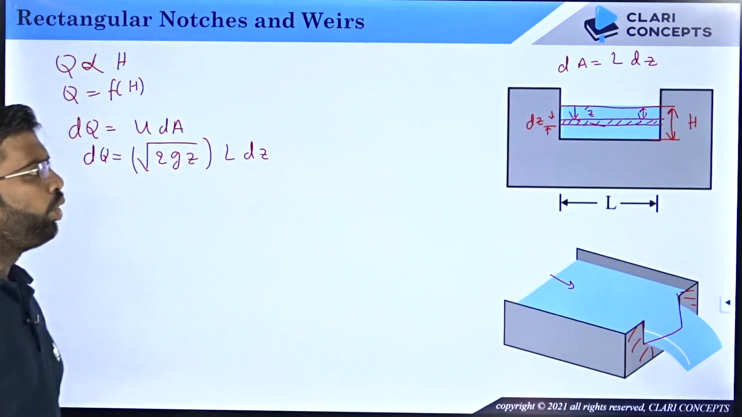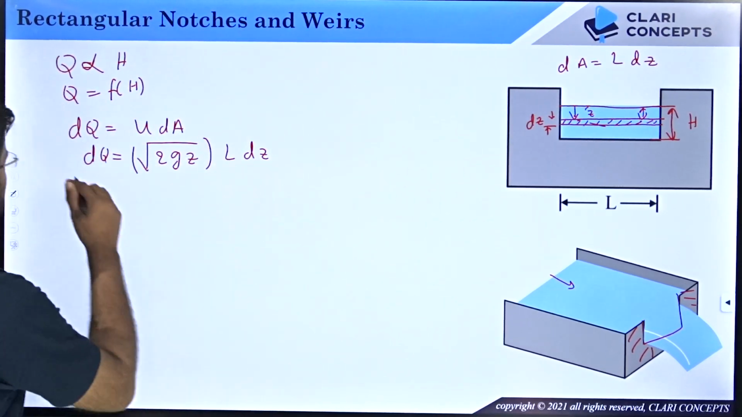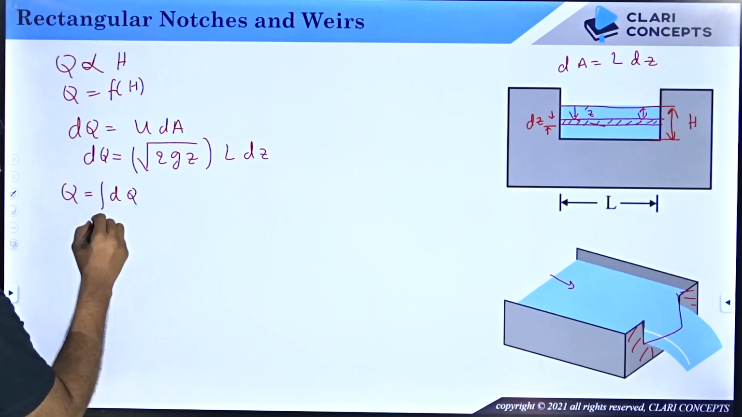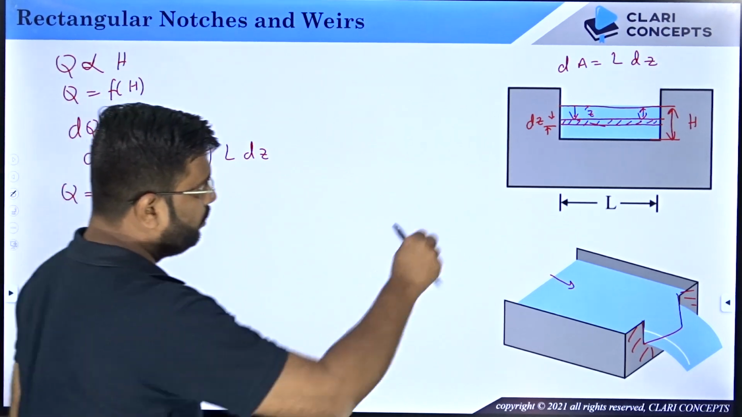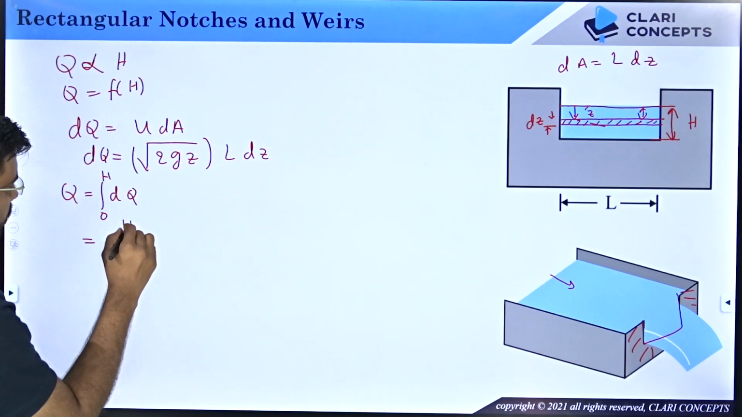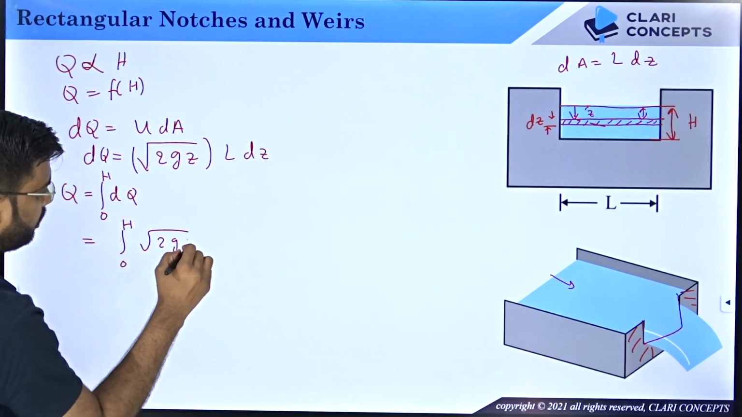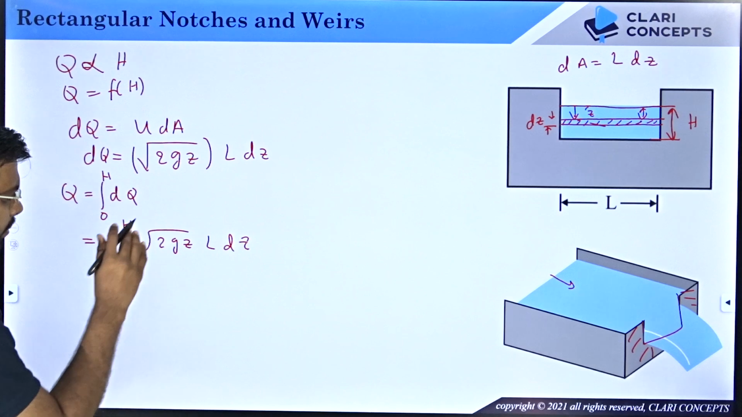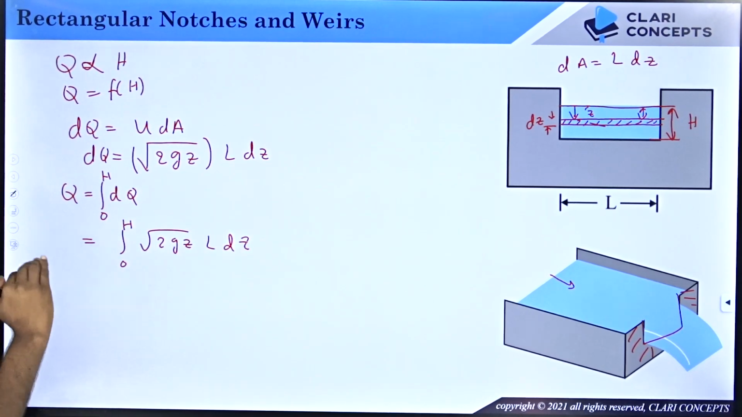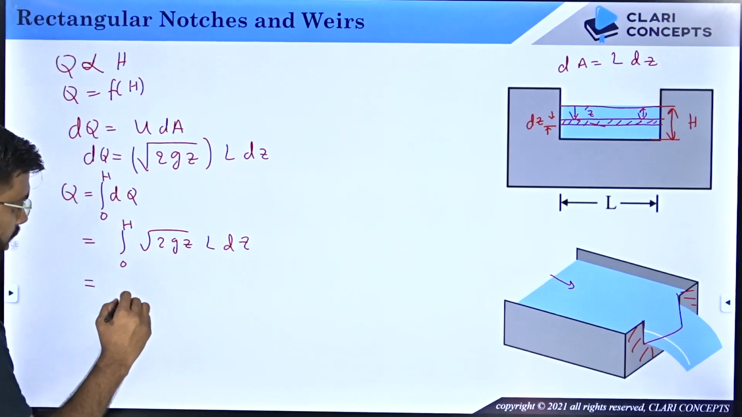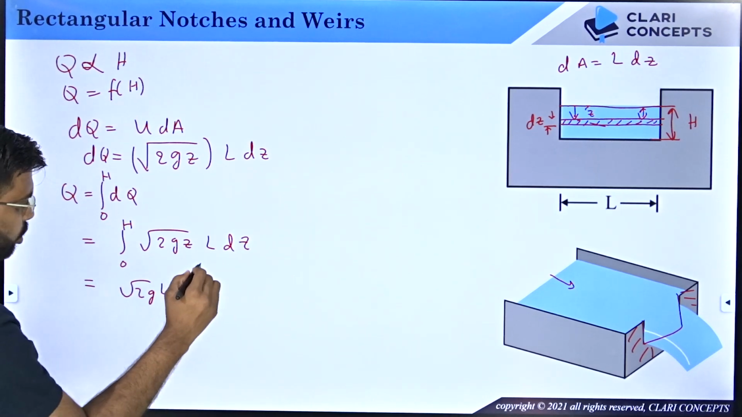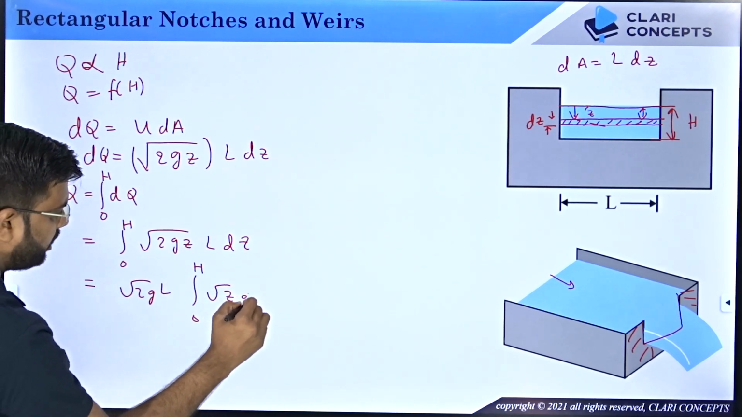Now if I ask you, I want the total flow rate. So what I will do, I will integrate this dq, where q is the total flow rate, from z equal to 0 to z equal to h, right? Entirely. So what will happen? Integral from 0 to h of under root 2gz L dz. Now, the variables that are constant and not varying with respect to z, you can take outside. So under root 2g is not varying with z, L is not varying with z, and the remaining portion is integral 0 to h under root z dz.